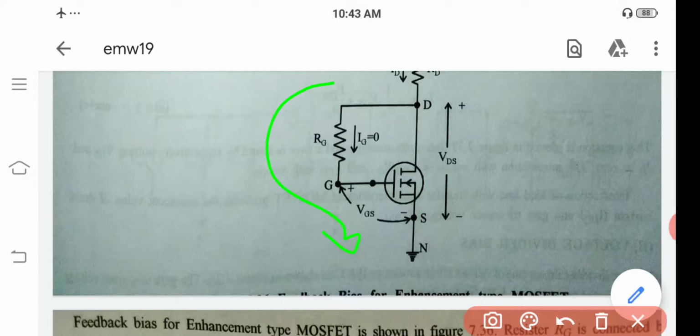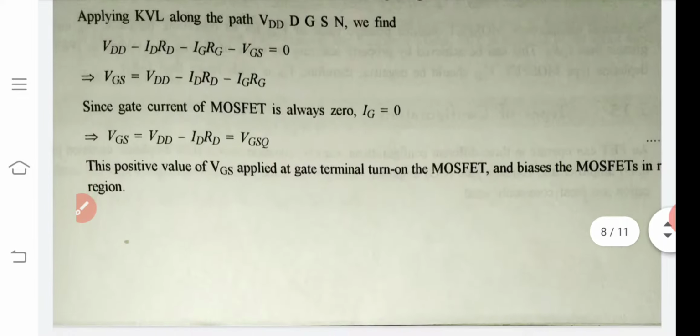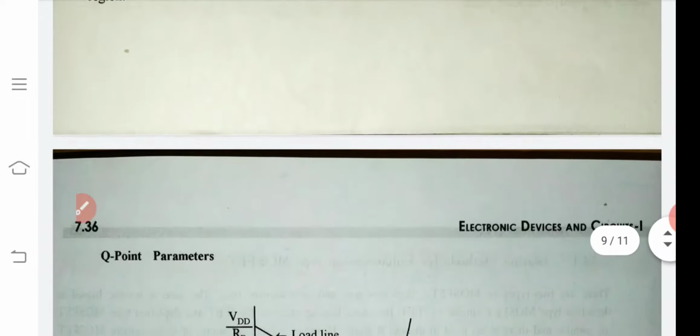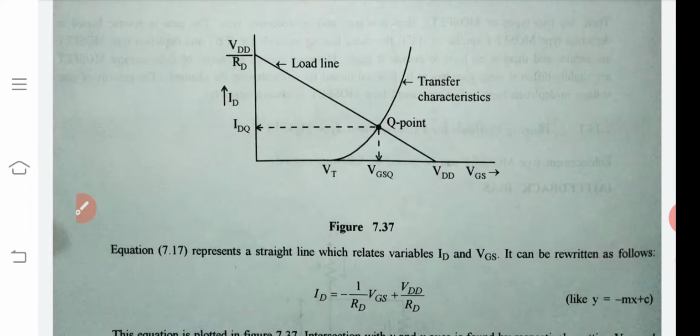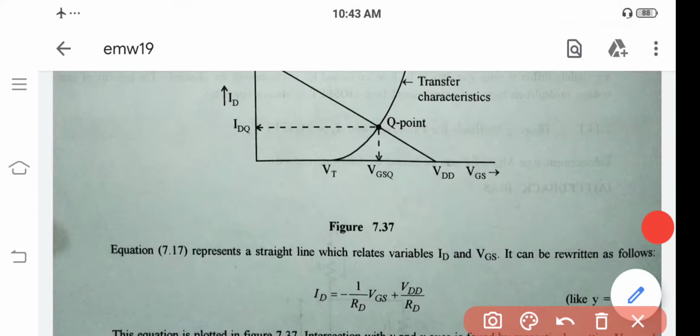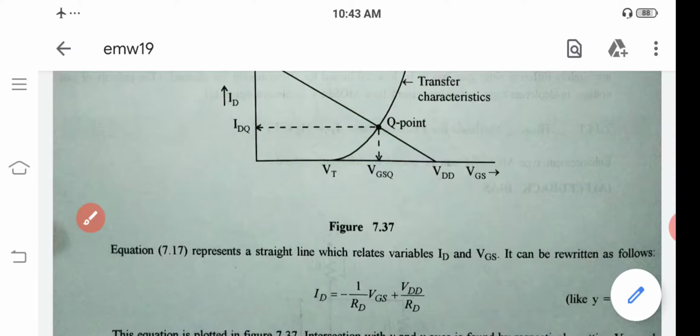with VGS positive. This positive value of VGS applied at the gate terminal turns on the MOSFET and biases the MOSFET in the positive region. So that is the characteristics of MOSFET. This is the load line, this is the characteristics, and this is the Q point, the operating point of current and voltage, VGSQ and IDQ. This is the operating point of the MOSFET.